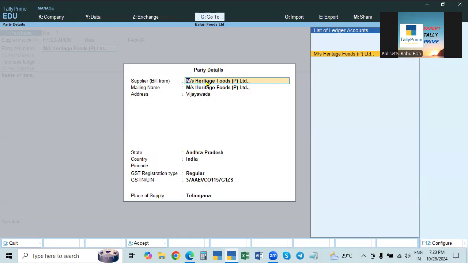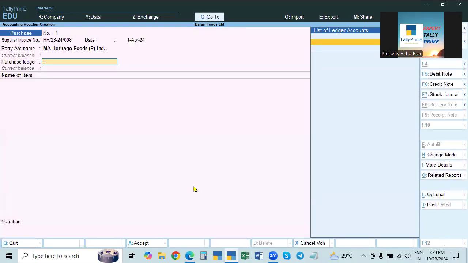State is his state, that is the state of this party. And place of supply: we are purchasing, so our place is the place of supply. When you are selling, their state and the place of supply are both their place, so both will be the same in sales. In purchases, their state will be here, and our state is the place of supply. Accept.